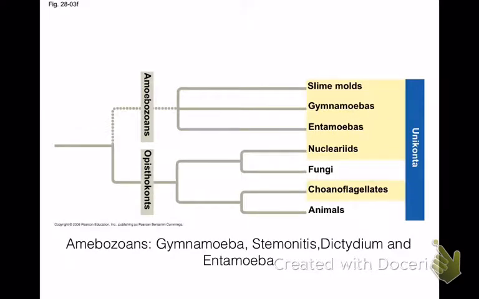Okay, the next organisms that we looked at were the unikonts, and the protist unikonts are the slime molds, gymnamoebas, and entamoebas. And later we will look at both animals and fungi, but those are not classified as protists.